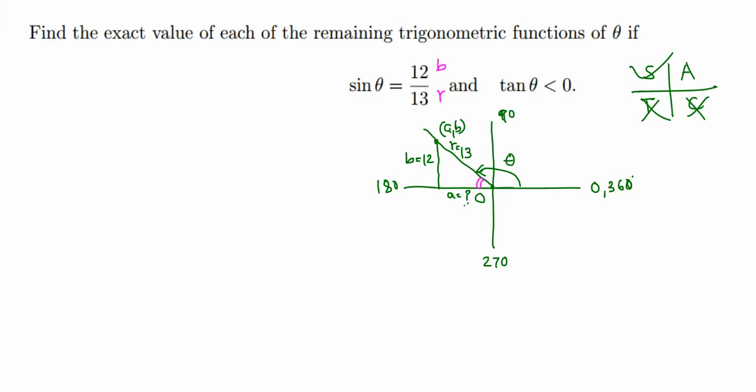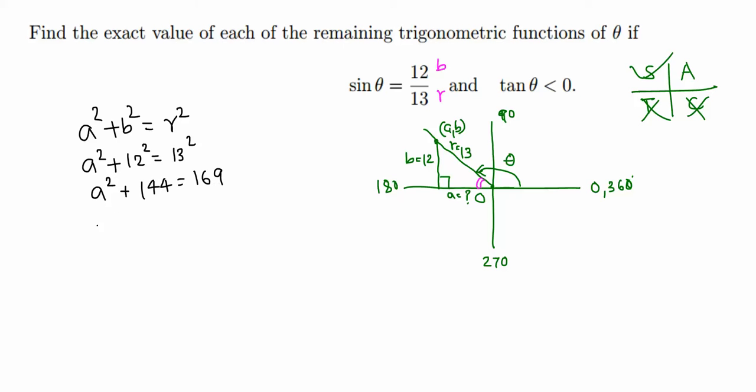Now let's find A. From the Pythagorean theorem we know A squared plus B squared equals R squared, so let's use that. A squared plus B squared equals C squared, but we say R for a general angle theta. A is to be determined, plus B is 12 squared, C is 13 squared. A squared plus 12 squared, 12 times 12 is 144, 13 times 13 is 169. Subtract 144 from both sides, 25. Take the square root of both sides, so A equals 5.